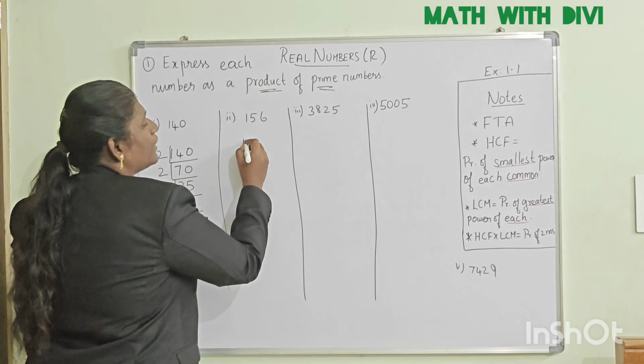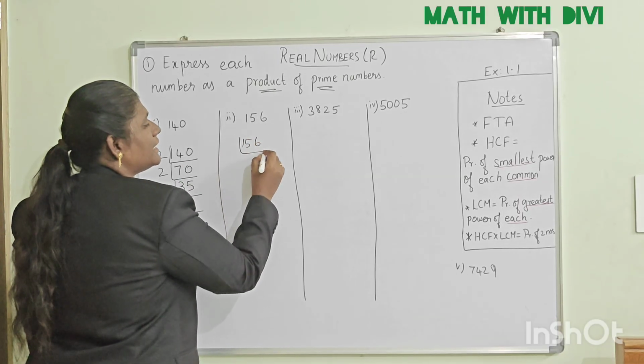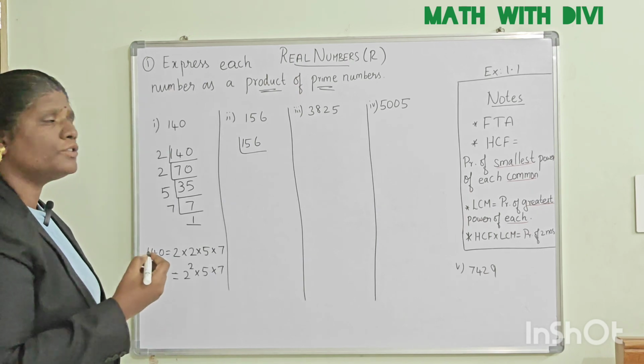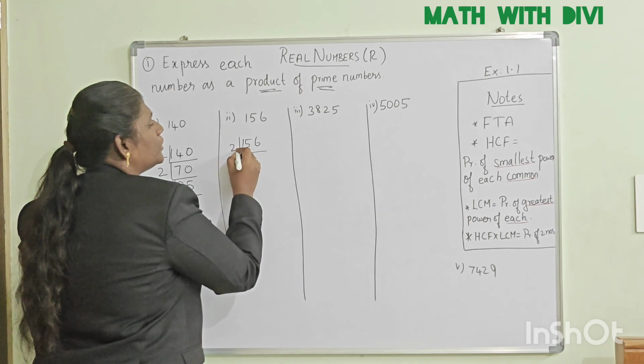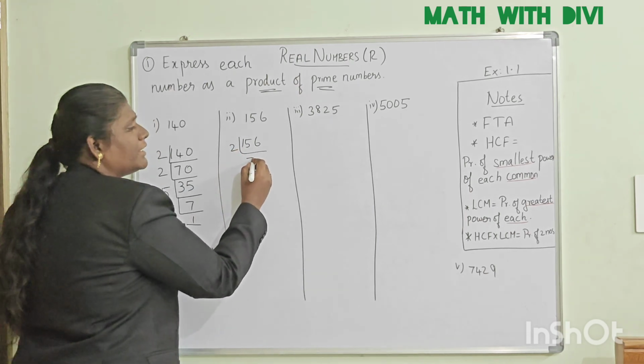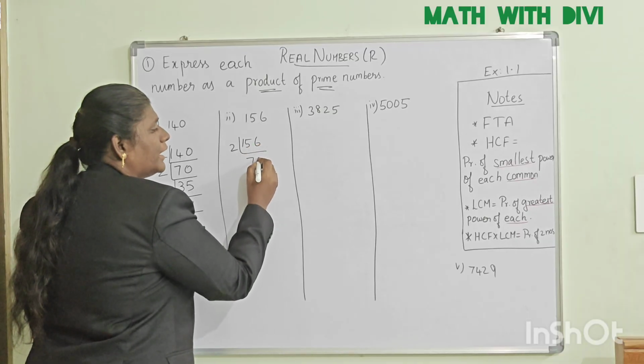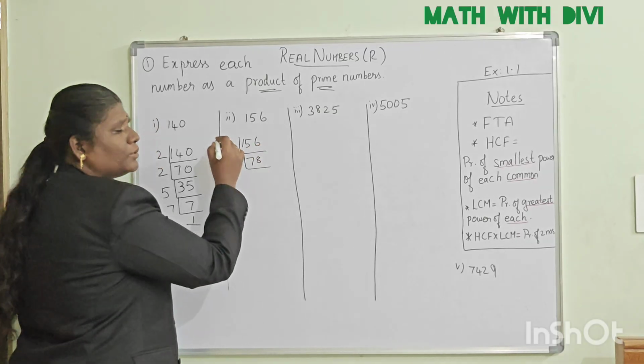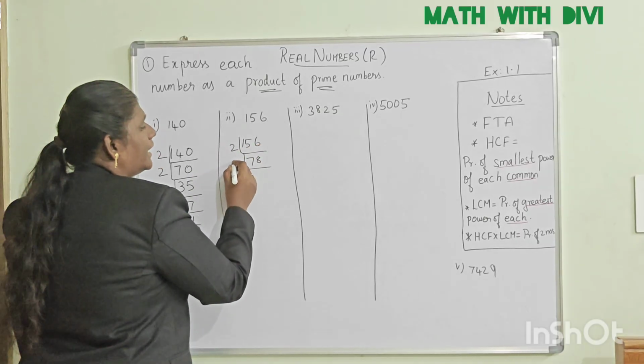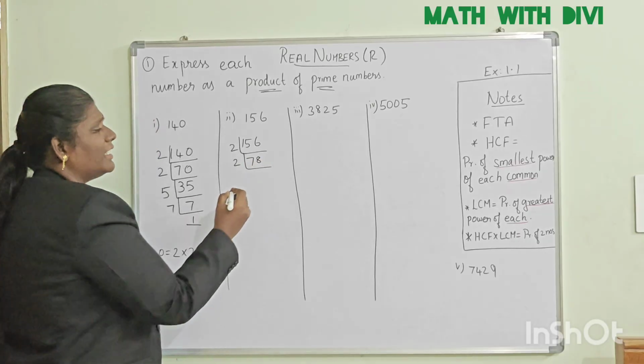So, look at this: 156. What table can we choose? 2. How many 2s are there? 7 2s are 14, and 8 2s are 16, so 78 2s are 156. Again 78 is an even number, so again 2.